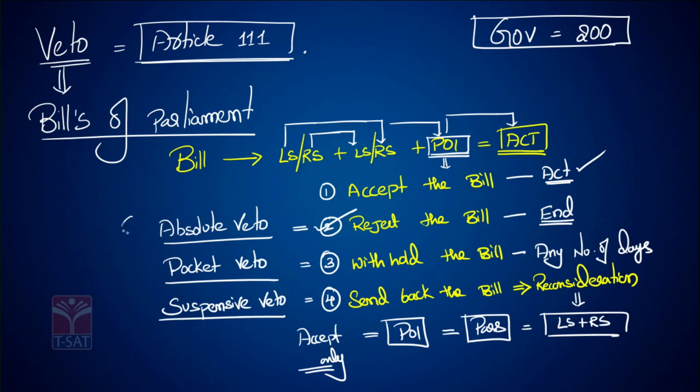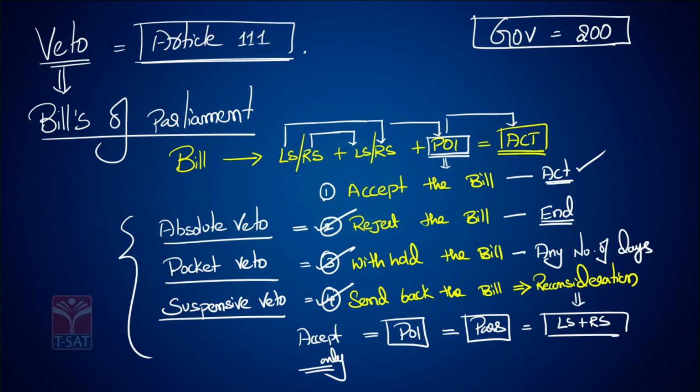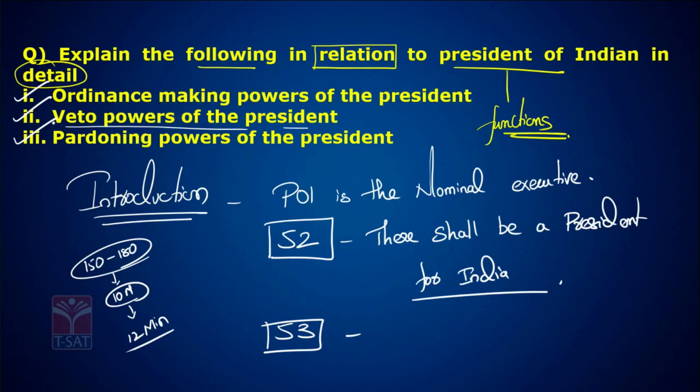So, there are three veto powers of the President of India, but there are four alternatives. So, this is the thing you need to consider. Very, very important for the exam. So, the second one is the veto powers of the President.